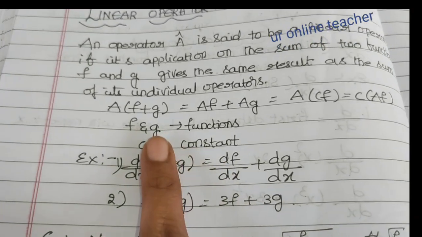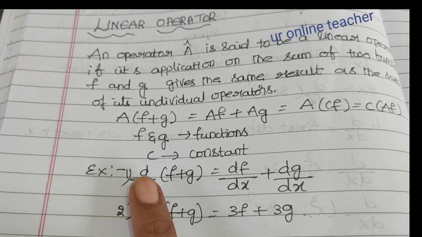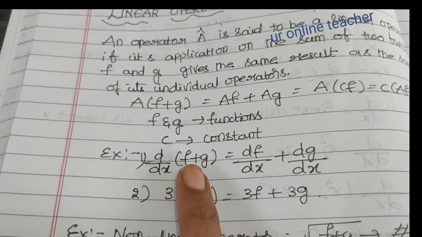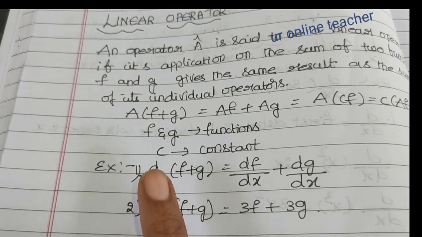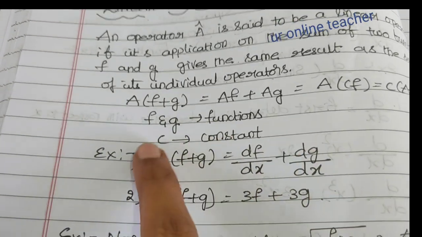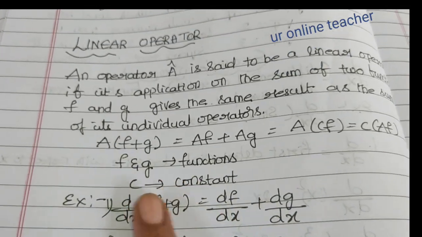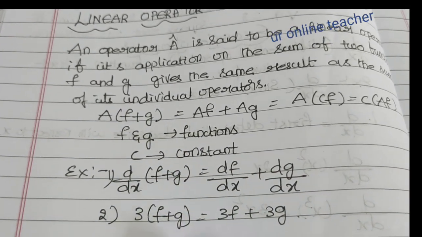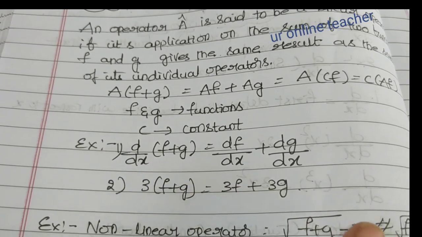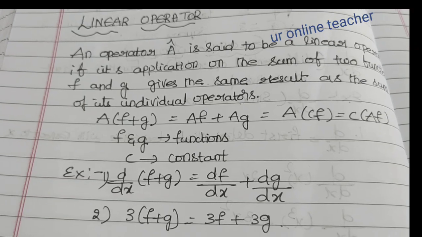Let's see it. For example, d by dx is an operator and the functions are f and g. So d by dx of (f plus g) is equal to df by dx plus dg by dx. Summing up separately should give the same value. For example, 3(f plus g) is equal to 3f plus 3g. So these are examples of linear operators.